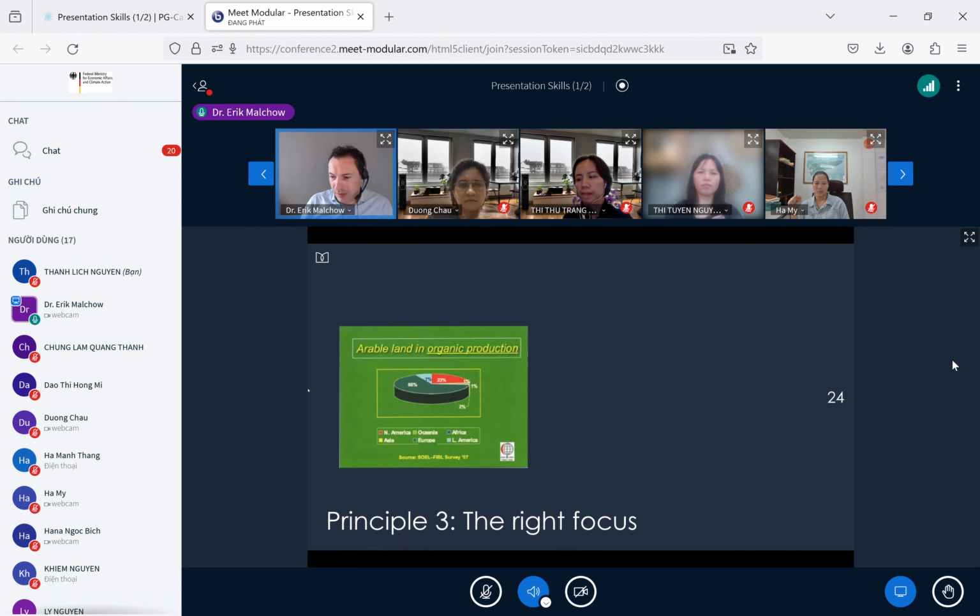The third principle is the right focus. Now, here's the question: what are we looking at? When we look at a slide and there's a certain information I want to see in the first millisecond, I want to know what it's about. And here with this slide, I have a little bit of a problem. Maybe you can help me. What would you say is this slide about? What does this slide want to tell us? Arable land in organic production.